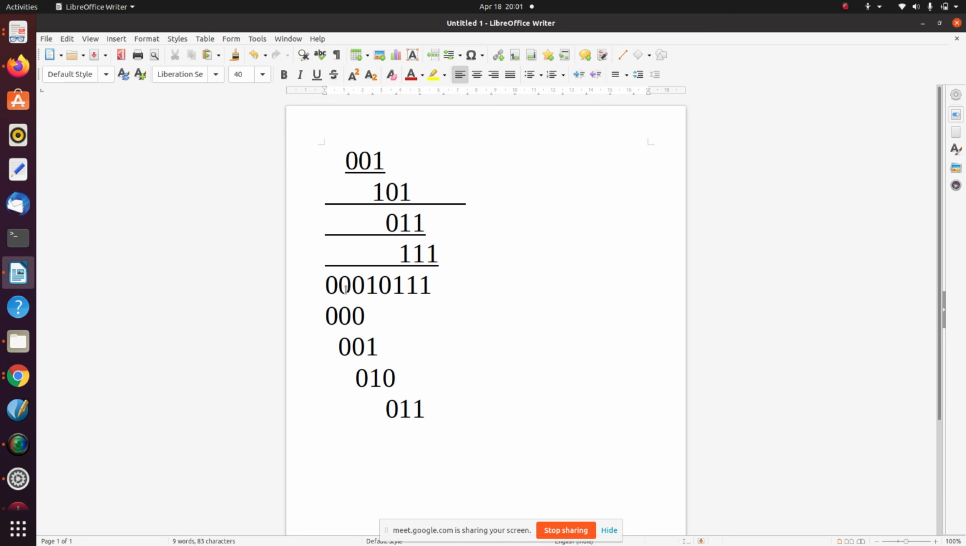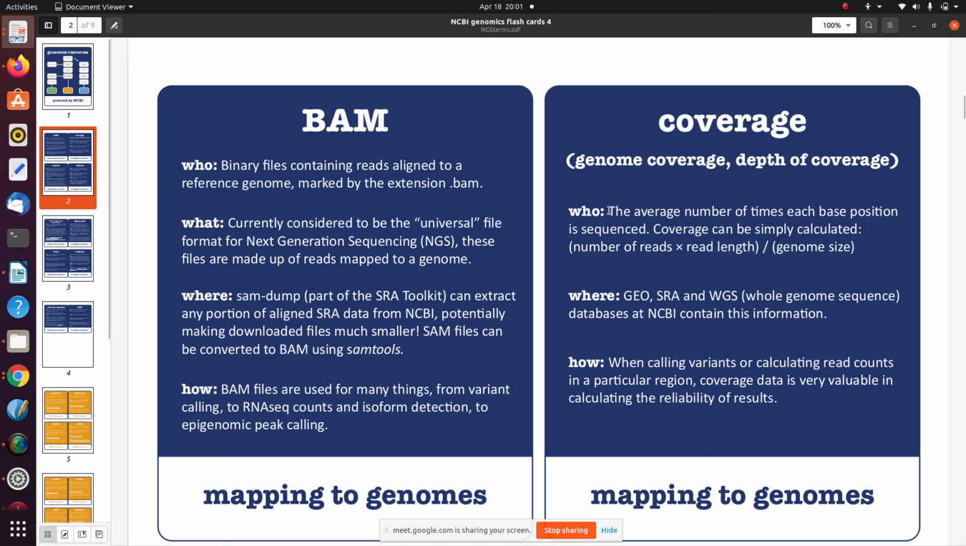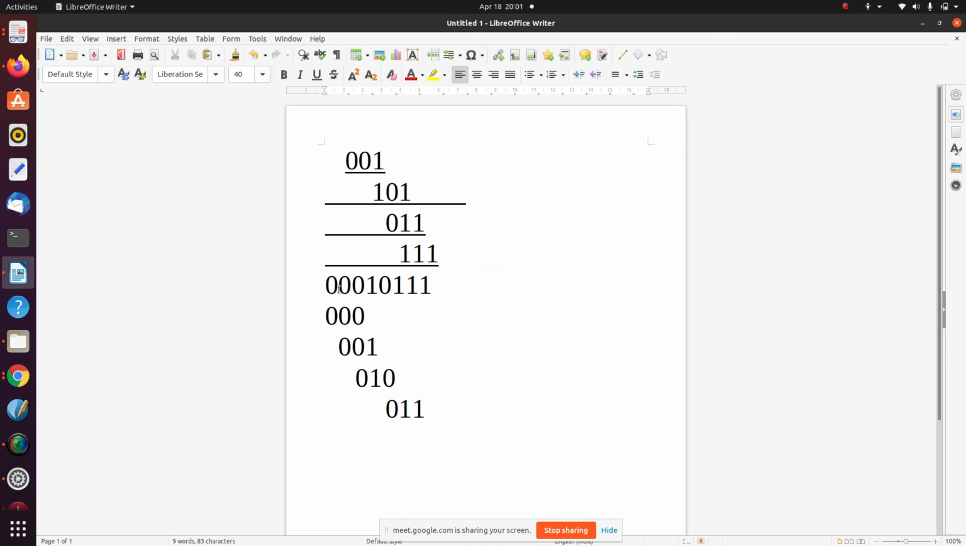So now, what is the coverage definition here? Average number of times each base position is sequenced within a genome. So this base is sequenced how many times? One time only, right? Yes, one time only. Again this base is sequenced 2 times, right?